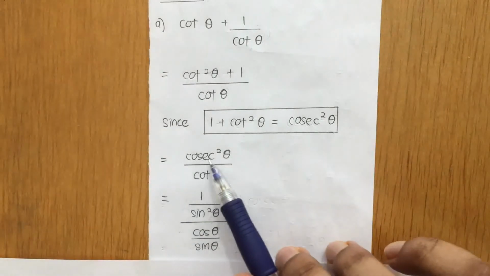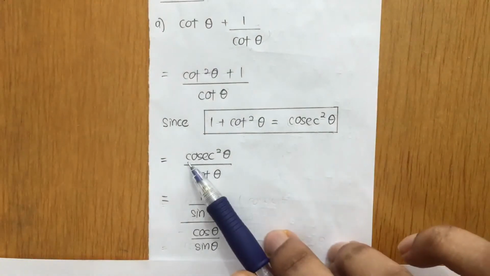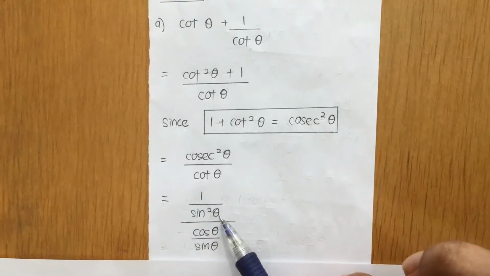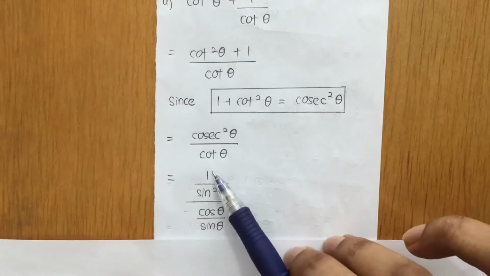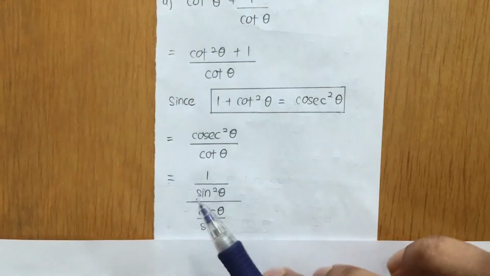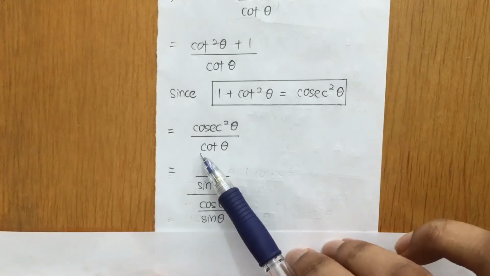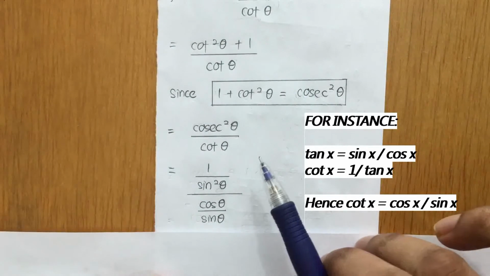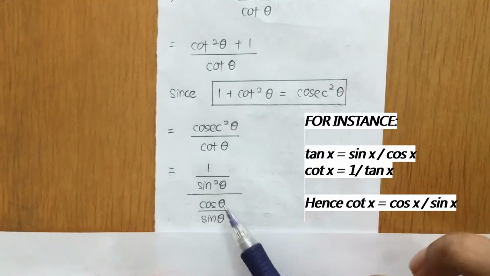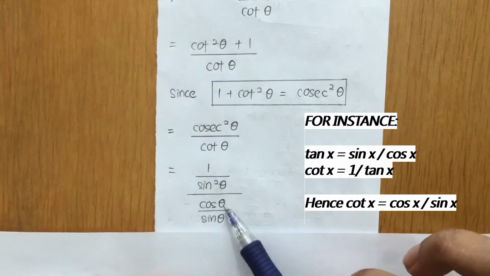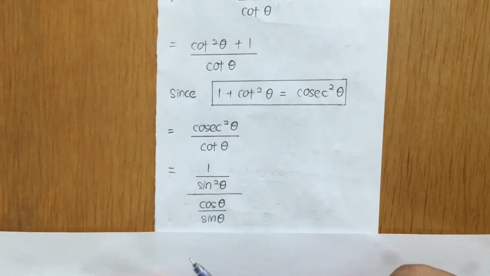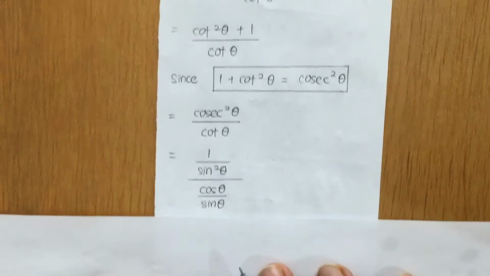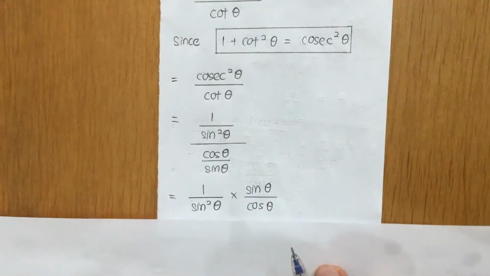As you all know, cosec theta is equal to 1 over sine theta, so cosec squared theta is also equal to 1 over sine squared theta. So you substitute in terms of sine. This is for the numerator. As for the denominator, your cot theta is equal to 1 over tan theta. Your tan theta is equal to sine theta over cos theta, so your cot theta will be the inverse, cos theta over sine theta. I hope you understand the relation between tan theta and cot theta. Let us continue to our next working.